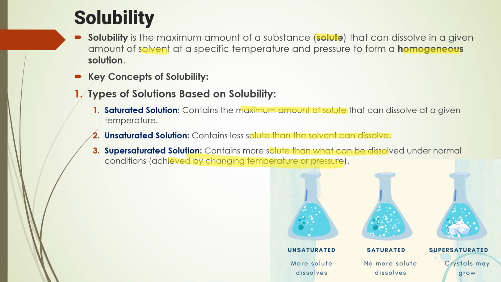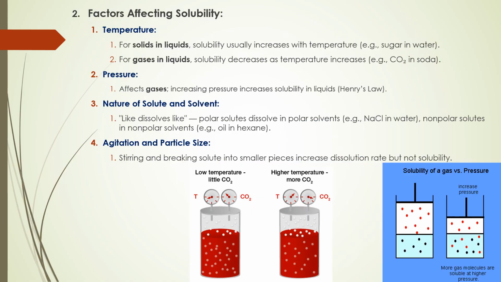We increase the temperature and pressure, thus we can achieve supersaturated solutions. Factors affecting solubility, number one, temperature. For solid and liquid, solubility usually increases with temperature. For gases and liquid, solubility decreases. So for solid and liquid, it increases. For gases, it decreases. Pressure. Pressure affects only gases. Increasing pressure increases solubility in liquid.